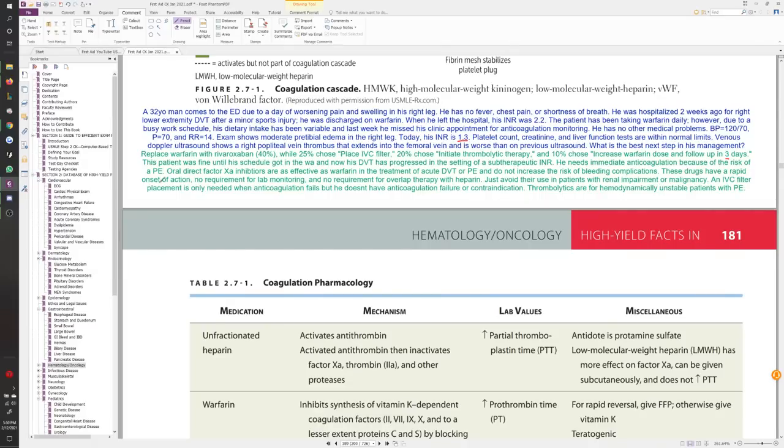These drugs have a rapid onset of action, no requirement for lab monitoring, and no requirement for overlap therapy with heparin, like a heparin bridge, which is only really a thing you need to do for warfarin therapy. Just avoid their use in patients with renal impairment or any kind of cancer, right, malignancy. An IVC filter placement is only needed when anticoagulation fails, but he doesn't have anticoagulation failure or contraindication.